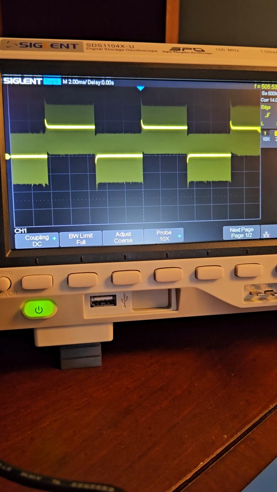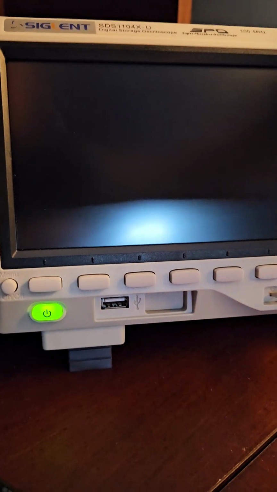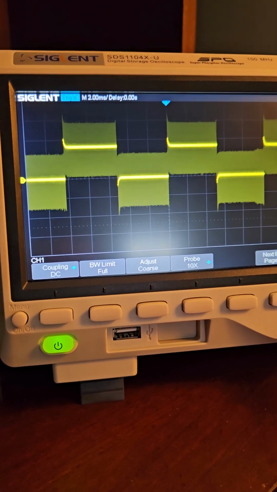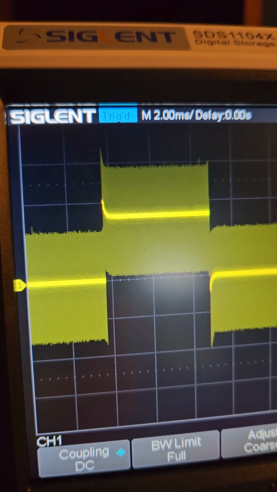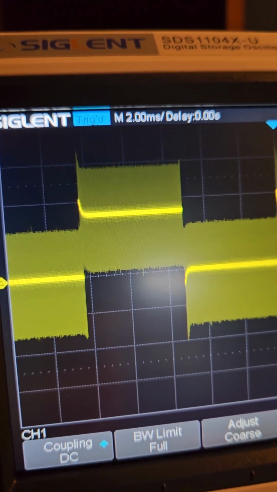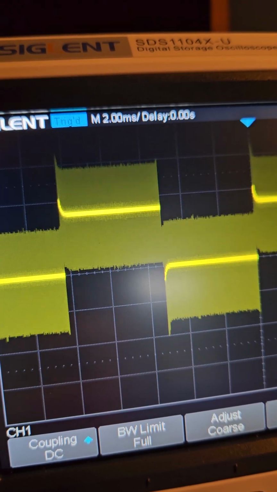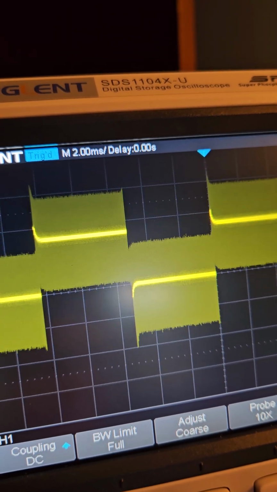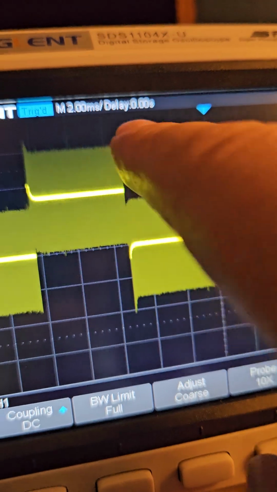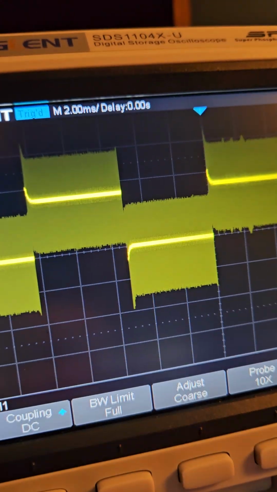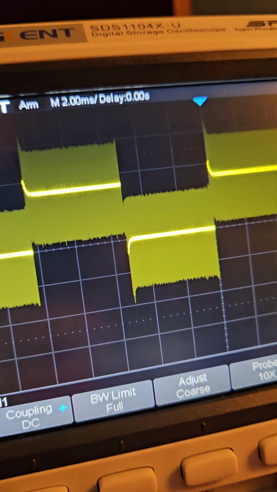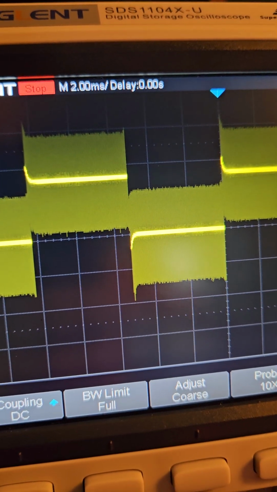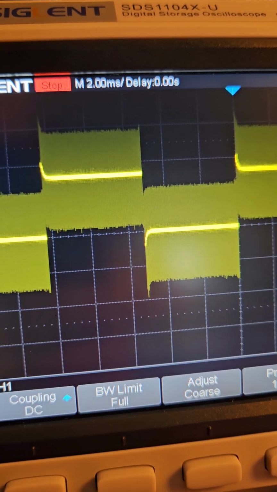We can see a clean square wave. And here you can see the oscilloscope is set to 2 milliseconds per division. One full period on the screen spans about, let's count them, 1, 2, 3, 4, 5. You see, that's the period. 5 divisions.